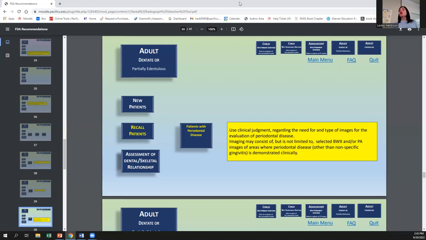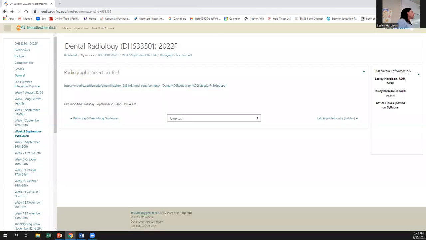So look through these recommendations so you start to get a feel for, especially those of you who haven't worked in a dental office, how often are bite wings typically recommended? What's the window? And how often are FMXs typically recommended? What's the window? And what can affect the frequency?